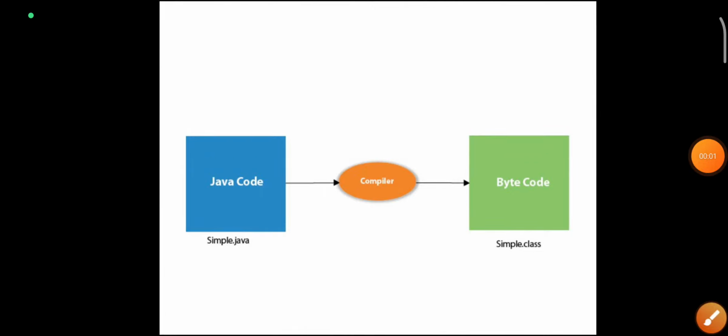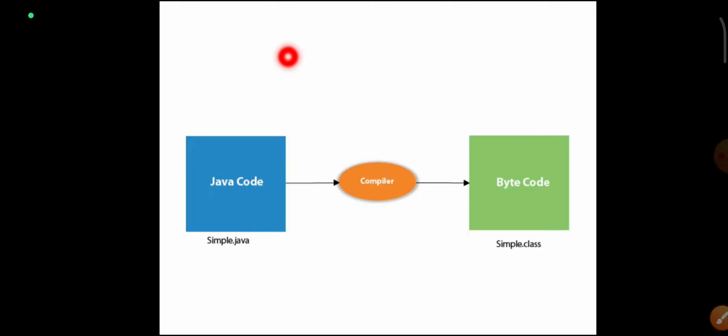Hello, hi friends. In this video, I am going to discuss how the Java program is executed at compile time and runtime. At compile time, the Java file is compiled by the Java compiler, but it does not interact with the operating system, and it converts the Java code into bytecode.